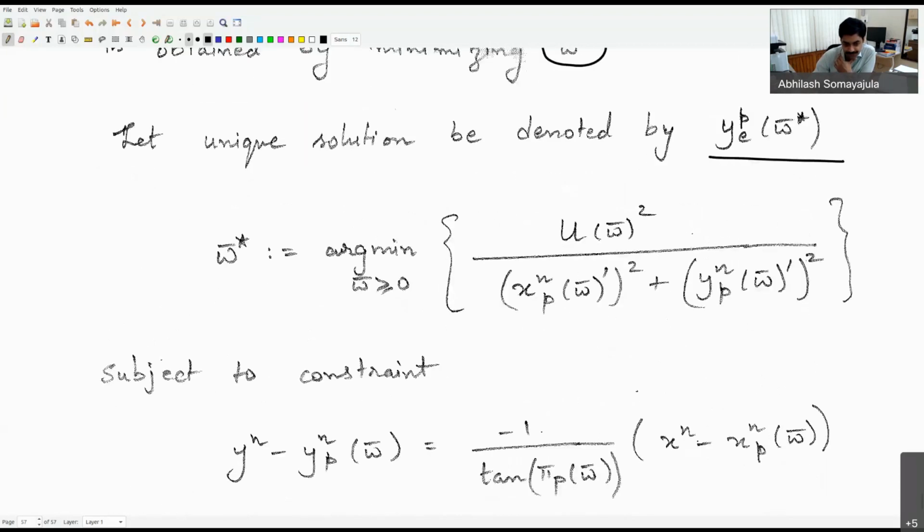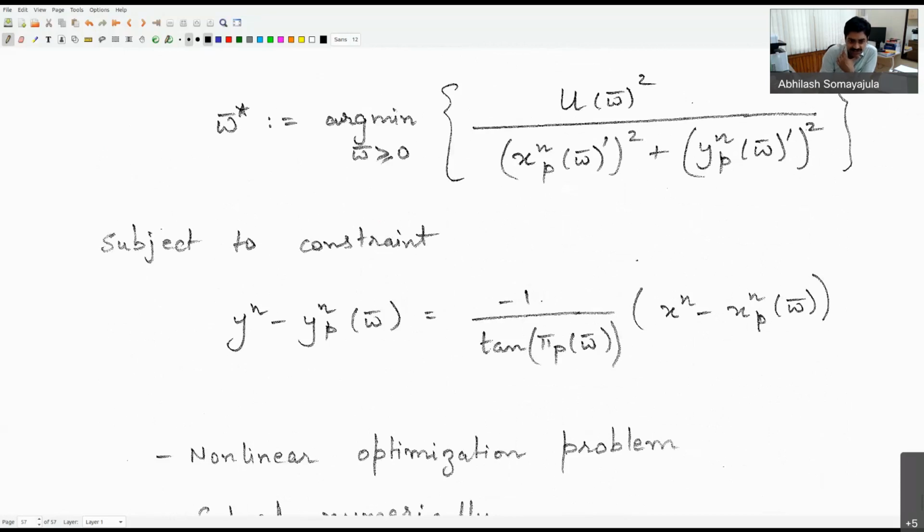subject to the constraint that the point xn, yn lies on the normal line to the curve. We want to make sure that wherever the point is chosen on the path curve, if we draw a normal to it, our craft should lie on that normal line. Only then can it be a path tangential system.